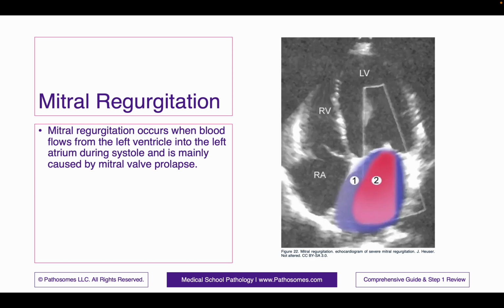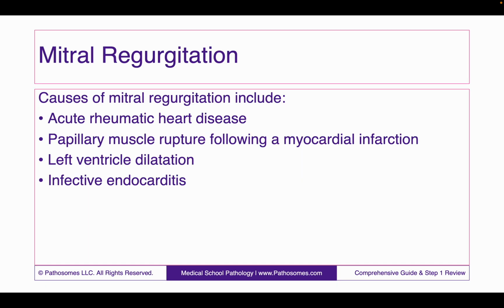Note regarding mitral regurgitation. This typically occurs when blood flows from the left ventricle into the left atrium during systole and is mainly caused by mitral valve prolapse. Regarding mitral regurgitation, some common causes that you should definitely know include acute rheumatic heart disease or papillary muscle rupture following a myocardial infarction, right? Left ventricle dilation and infective endocarditis.